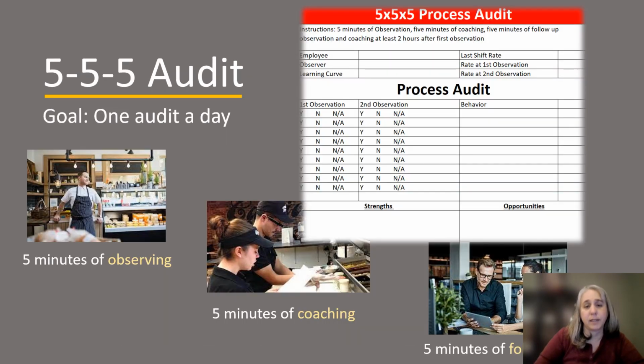Finally, I utilized in this control phase the 5x5x5 audit with a goal of 1 audit a day. This includes 5 minutes of observing, followed by 5 minutes of coaching, followed by 5 minutes of follow-up observation and coaching, at least 2 hours after the first. This is not intended for disciplinary action. Instead, the purpose that I use this is to help people improve in their job, and for me to offer genuine feedback, so that we can help build more trust between managers and team members.